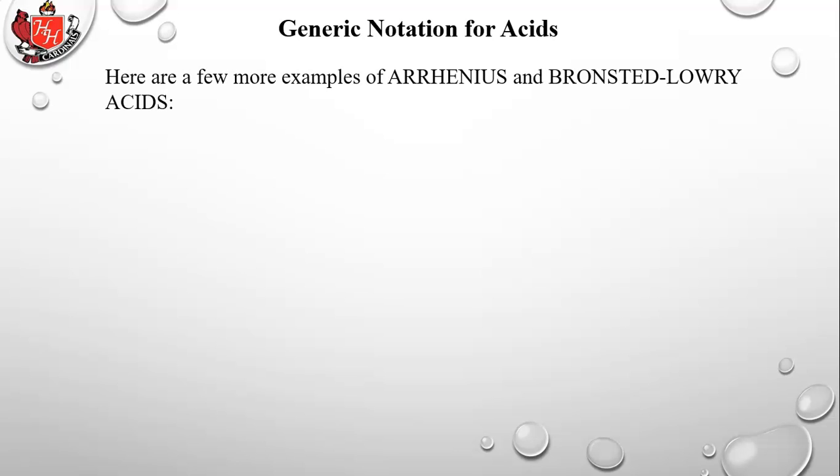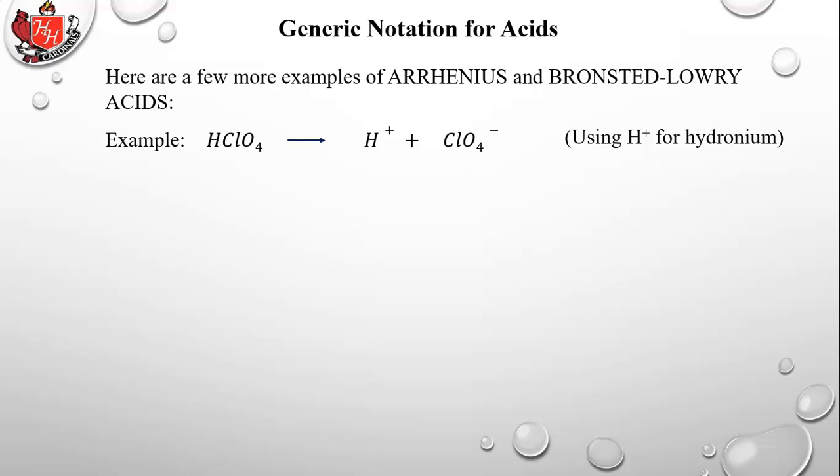Here are a few more examples of Arrhenius and Bronsted-Lowry acids. So that's perchloric acid right there. And we're using the shorthand notation. So you notice that it breaks into H plus and then the rest of it, which is the ClO4. And with that extra electron that the hydrogen left behind, it's a ClO4 minus. So here's the generic way of writing that. HA, and then it produces the H plus, and then whatever is left over is the A minus, and that in this case is ClO4 minus.